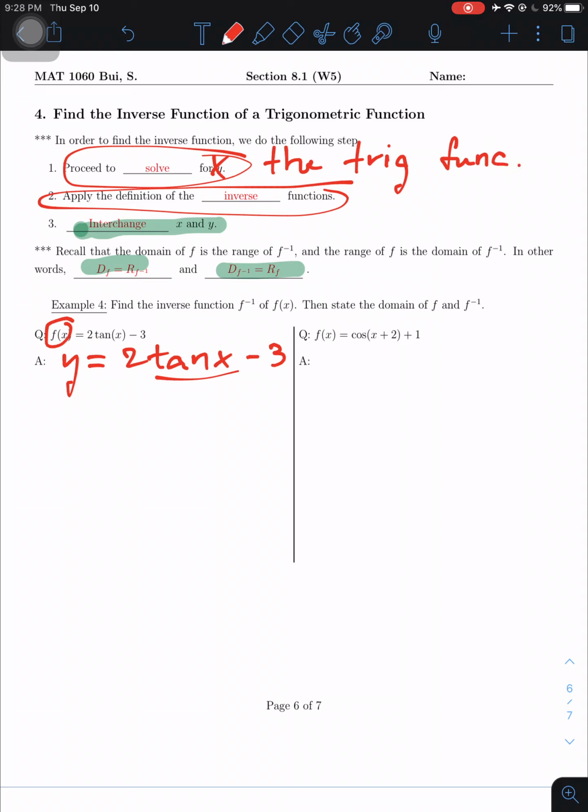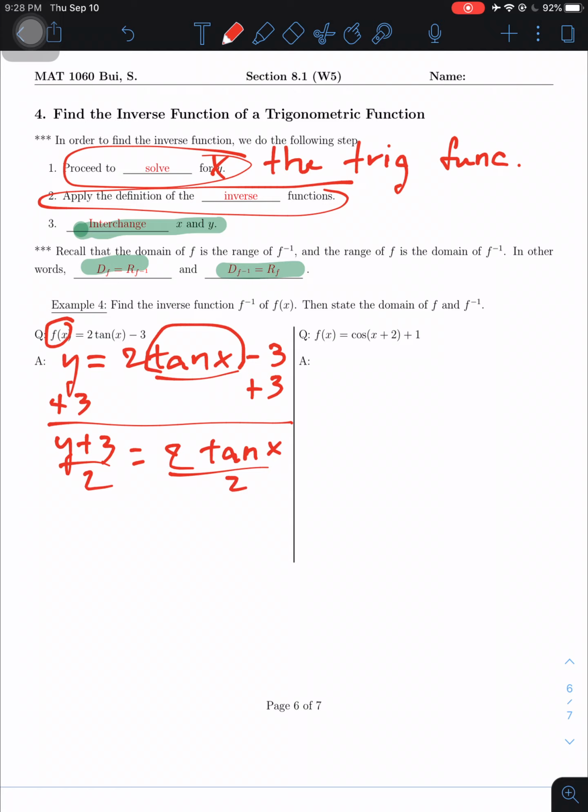Okay, so we have to solve for the tangent first, and in that sense we have to get rid of the -3, and at the same time we have to also get rid of the 2, right? So let me fast forward and just add 3 to both sides, and after that divide everything by 2. And again, this is like PEMDAS or algebra. If you don't understand this one, please let me know so I can explain this with you guys, okay?